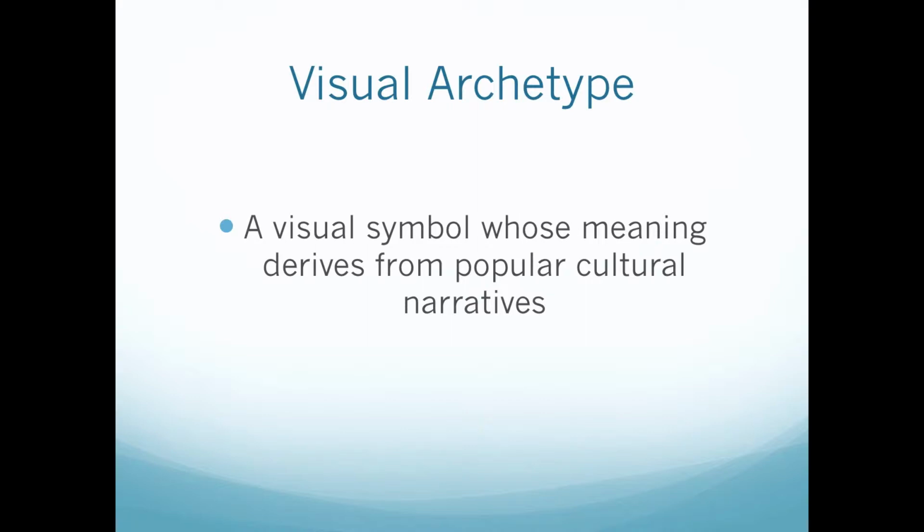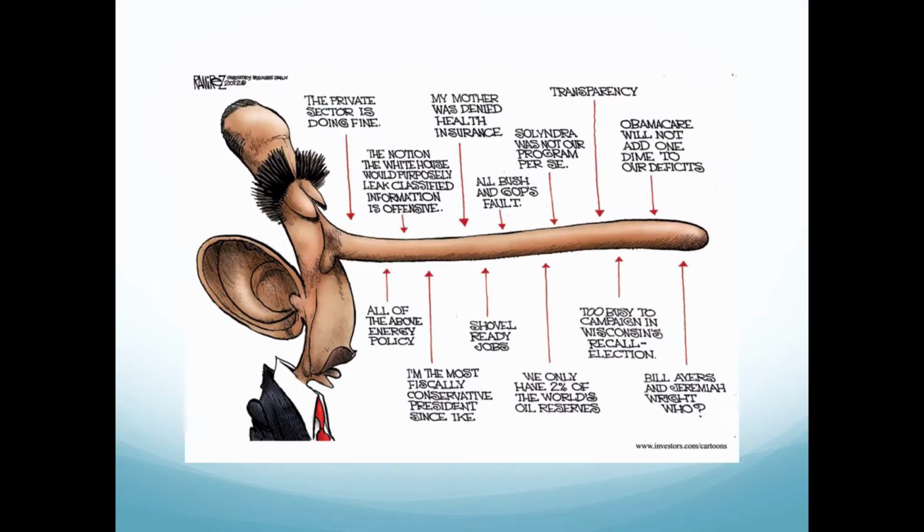A visual archetype, as defined by Birdsell and Gorky in their theory of visual argumentation, is a visual symbol whose meaning derives from popular cultural narratives. One example of this is Pinocchio's nose, which grows whenever he tells a lie. A long nose is a symbol derived from this narrative that has come to represent falsehood.